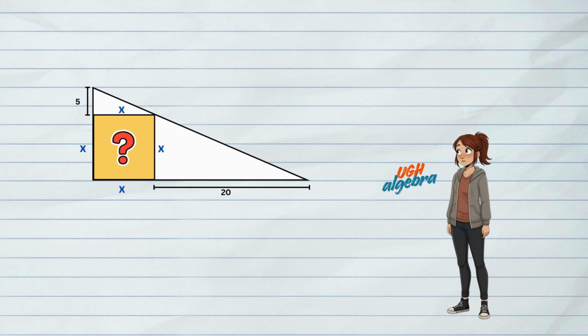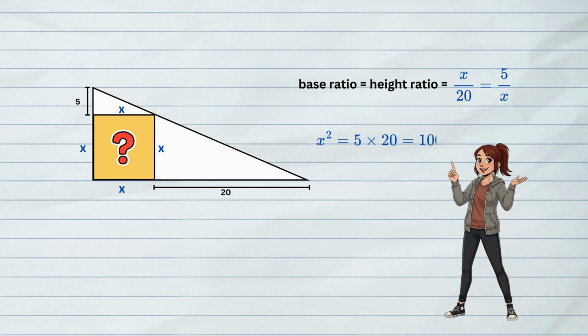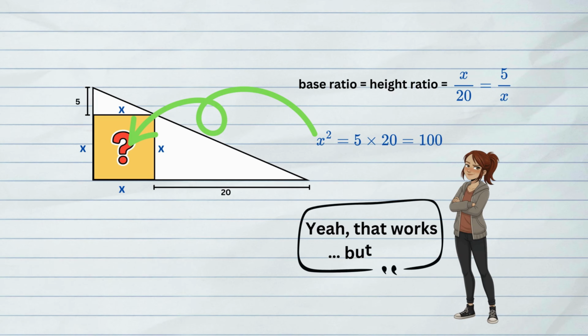So we can write the ratio. Base ratio equals height ratio: x divided by 20 equals 5 divided by x. Cross-multiplying gives x squared equals 5 times 20 equals 100. But x squared is exactly the area of the square, so the area is 100. Nice, clean answer. But that felt a bit algebra heavy, right?